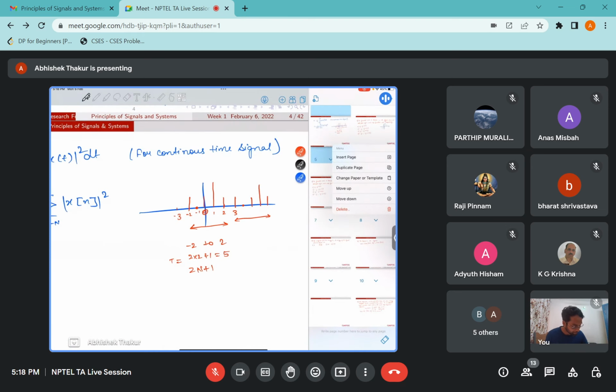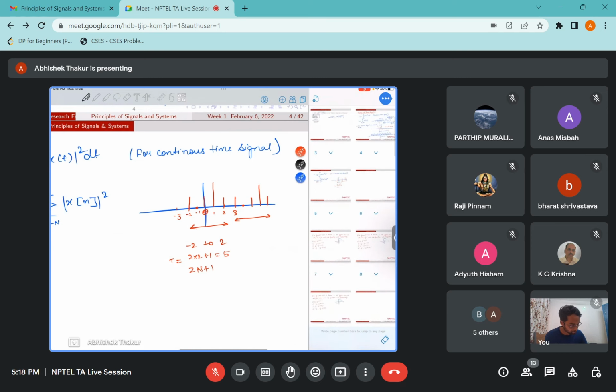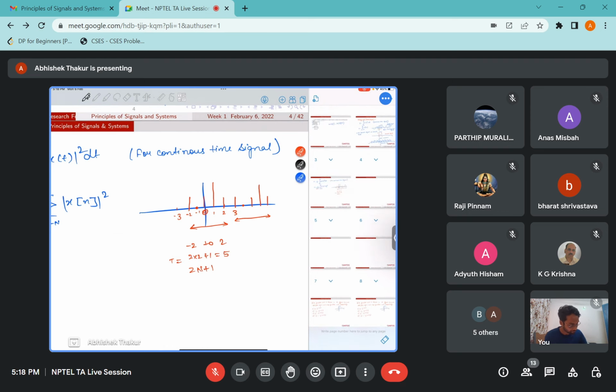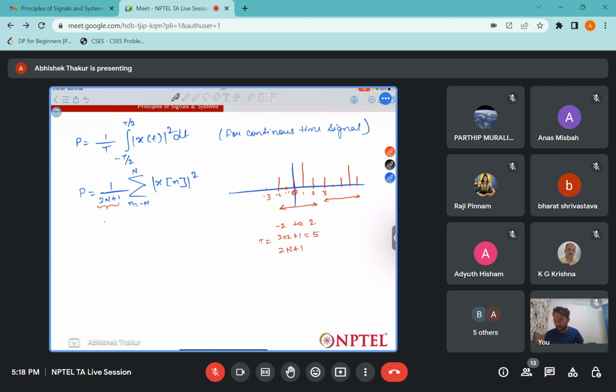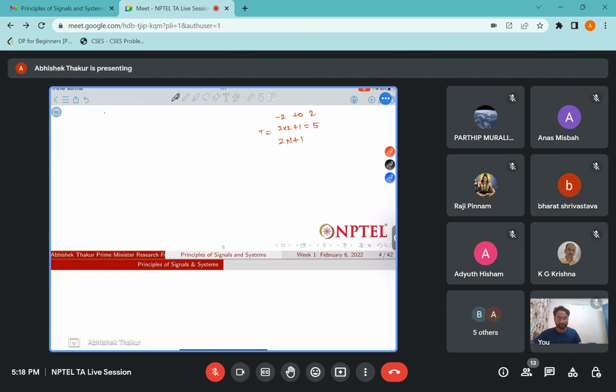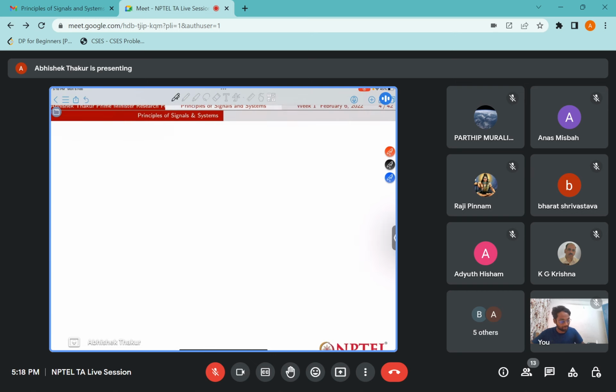Any doubt up to here? Then we will go to some note points based on the energy and power of a signal.